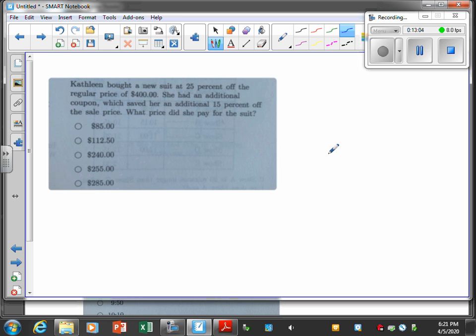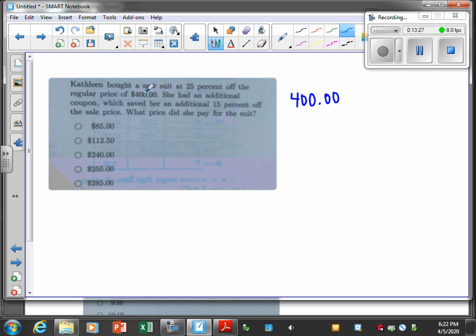Alright, Kathleen bought a new suit at 25% off the regular price of $400. So let's do that first. You take a suit, 400. Okay, then let's just finish reading this. So she had an additional coupon, which gave her an additional 15% off the sale price. What did she pay? So the first thing you have to do is get the sale price.